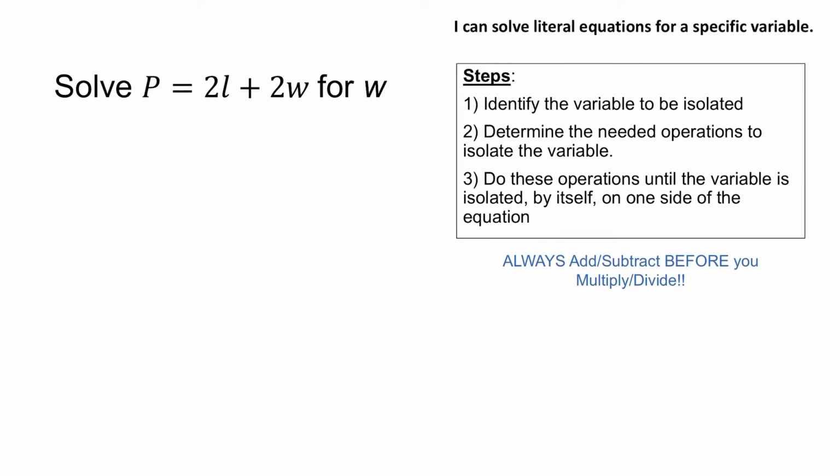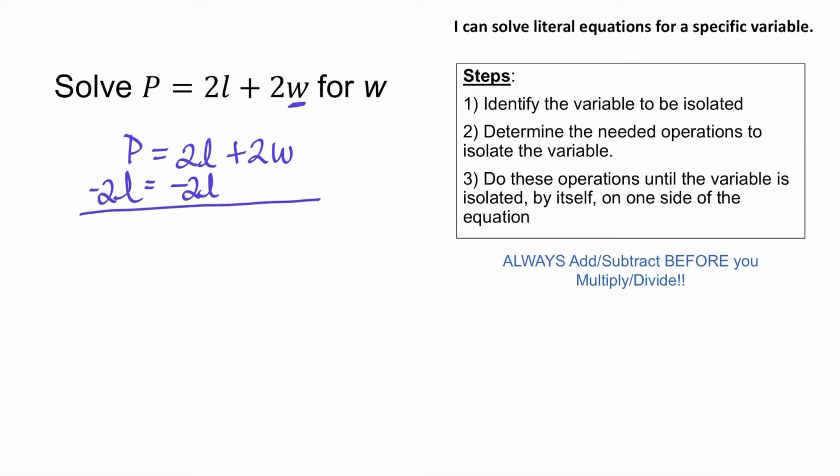So let's try solving P equals 2L plus 2W for W. So here we want to isolate this W. Well, W is not by itself because it's being multiplied by 2, and then this 2L is being added to that. So what we're going to do is start off with our addition or subtraction. So I'm going to start off by going in this equation and subtracting that 2L from both sides.